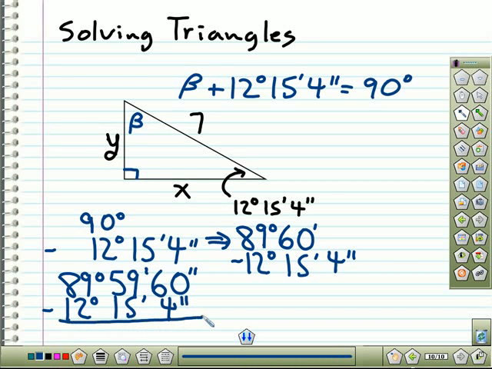So what does that give you? How many seconds do we have here? 56 seconds. How many minutes? 44. And then how many degrees? 77. Okay, so we've got beta. Now, how do we find y?